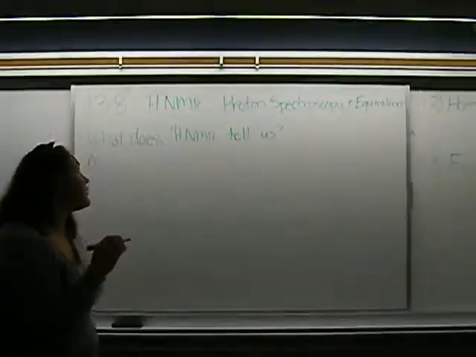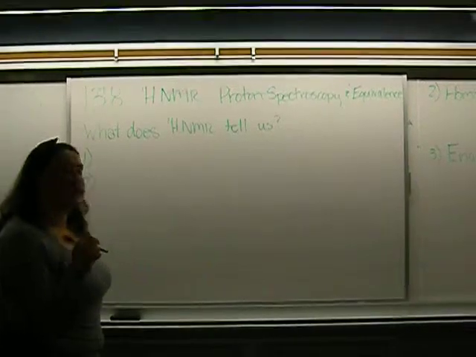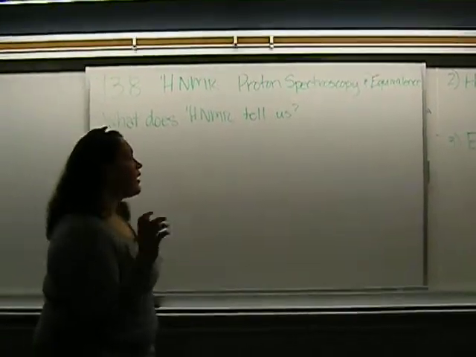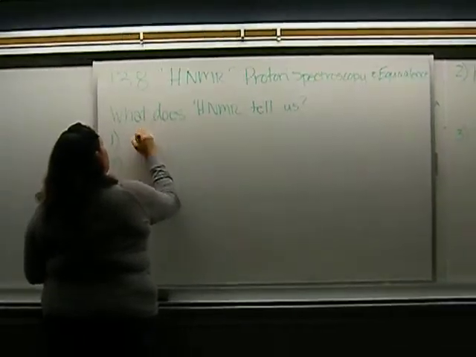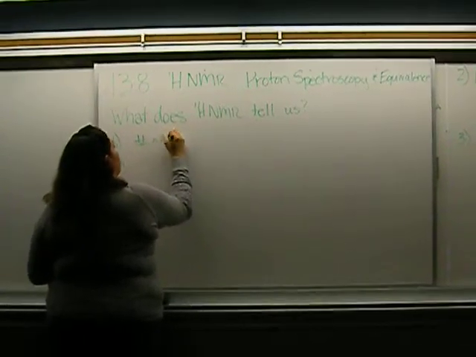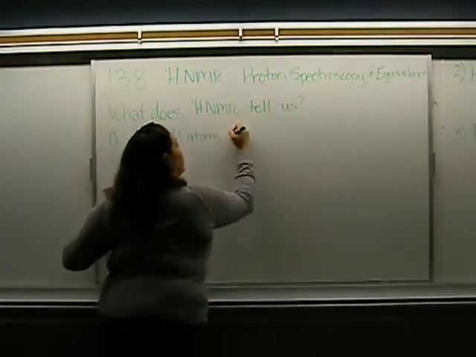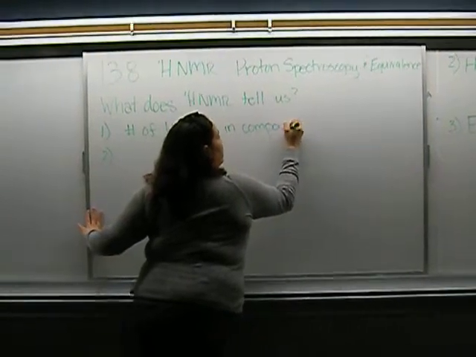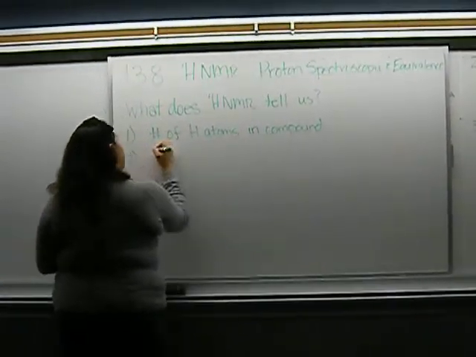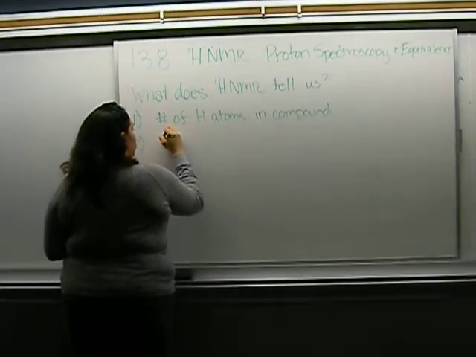Chapter 13.8 talks about H1 NMR, proton spectroscopy, and equivalence. What does the H1 NMR tell us? It tells us the number of hydrogen atoms in a molecule, in a compound, as well as the number about the neighboring hydrogen.